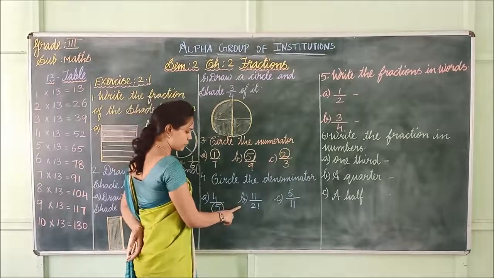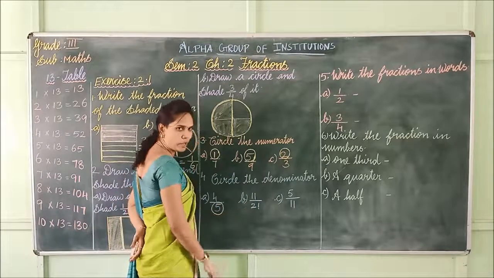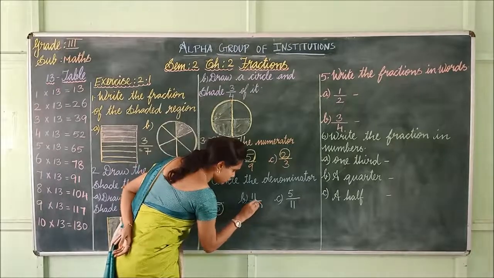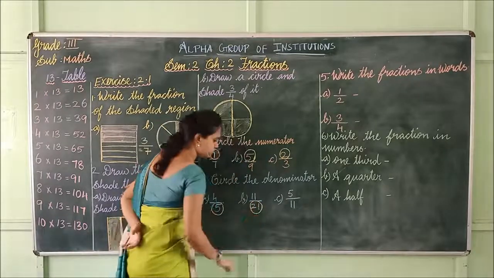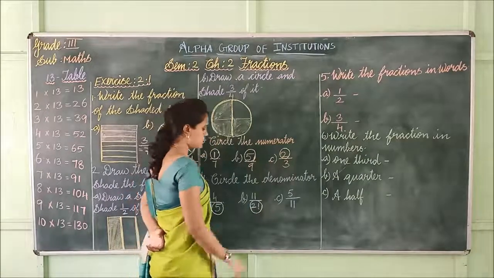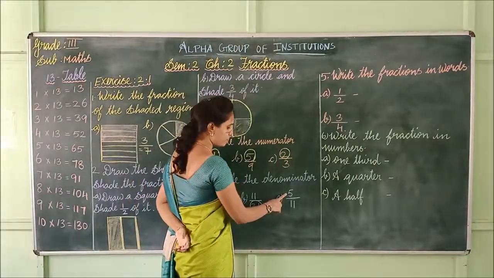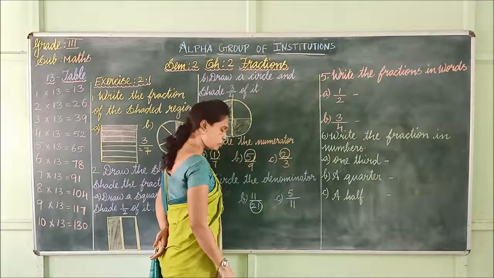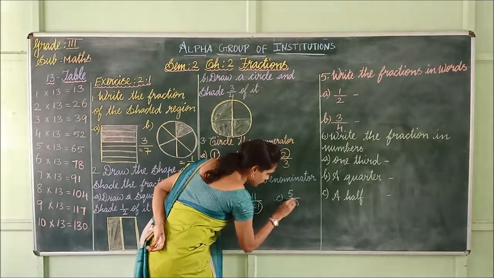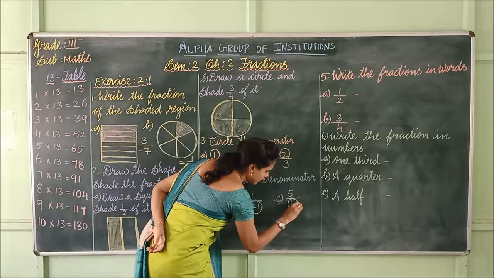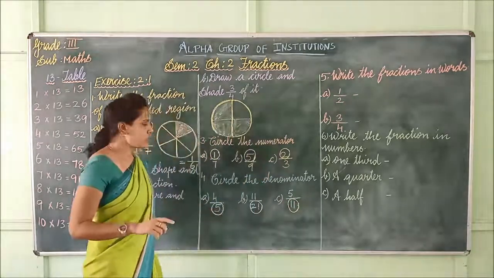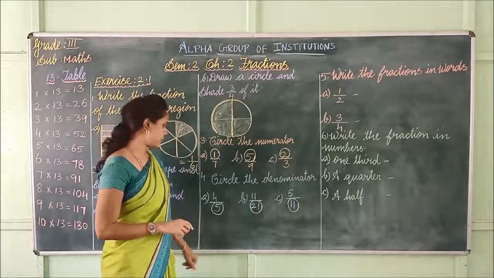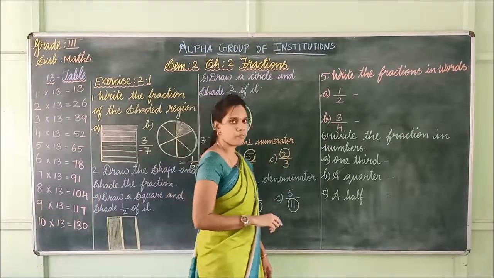Next one. See the B problem, 11 by 21. Here the denominator is very good, 21. So circle it. See the next one. C problem, 5 by 11. So what is the denominator here? Very good. 11 is the denominator here. So circle 11. Now you know which is the numerator and which is denominator. Shall we move on to the next problem?